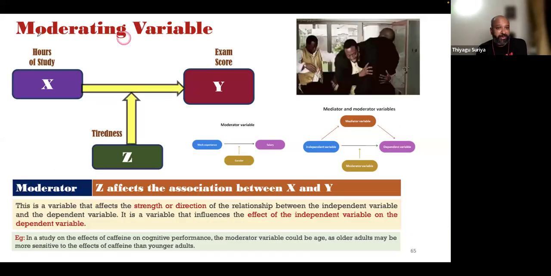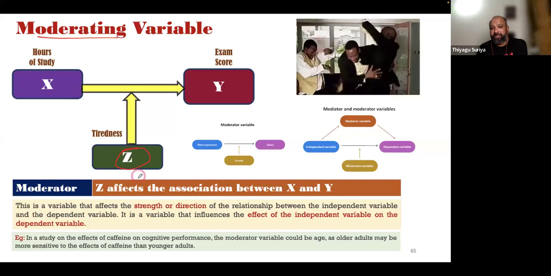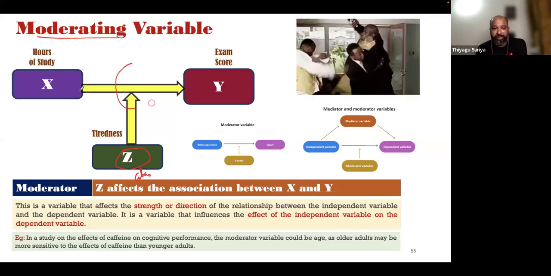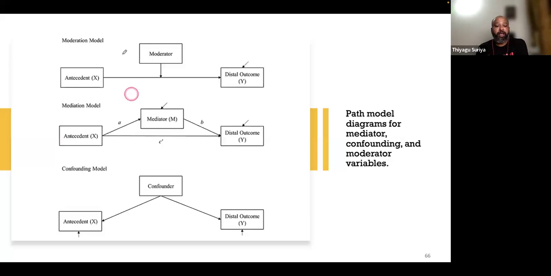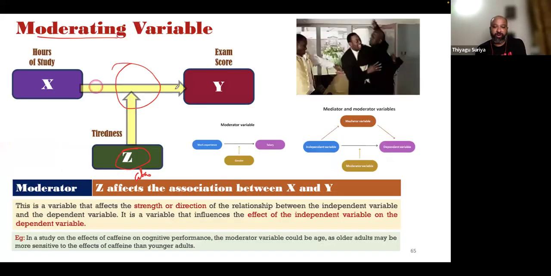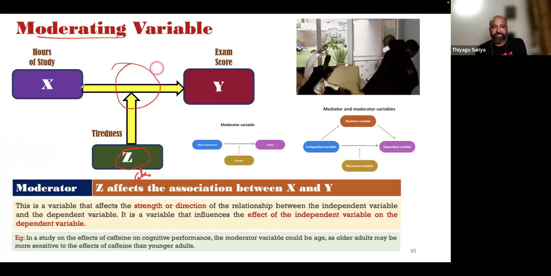And there's the moderating variable. Normally the moderating variable is a categorical variable. The moderating variable is always a categorical variable, and it is going to moderate the relationship between x and y. So it is going to affect the influence of x and y. It may affect only the influence of x and y.